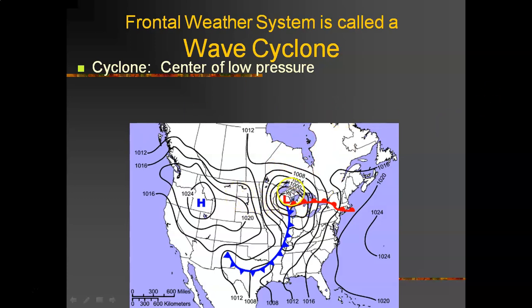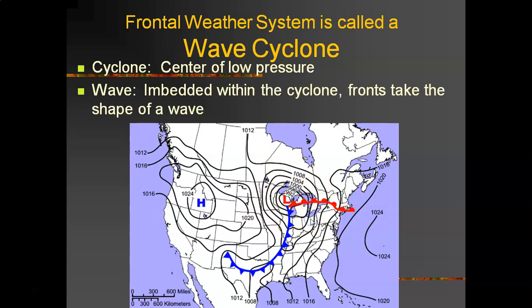And here we've got a center of low pressure on the weather map, centered over the Great Lakes region. Now, embedded within that center of low pressure are a series of fronts that tend to take the shape of a wave. And so that's what the term wave is. In its simplest form, you have a warm front and a cold front.